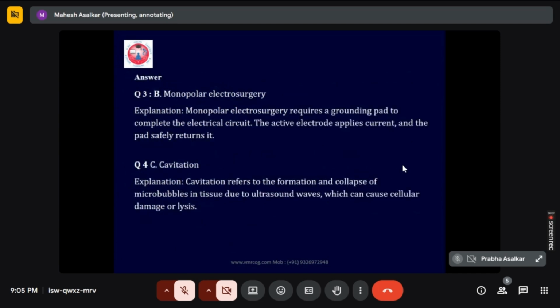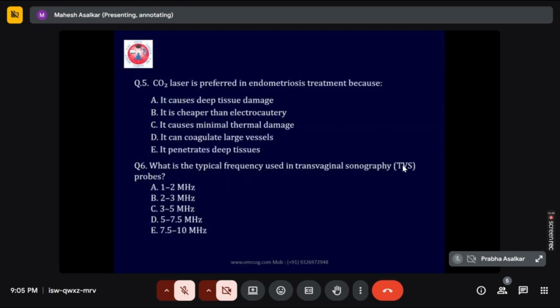So question number 3, the answer is monopolar electrosurgery. Monopolar electrosurgery requires a grounding pad to complete the electrical circuit. The active electrode applies current and the pad safely returns it. Question number 4 is C, that is cavitation. Cavitation refers to the formation and collapse of microbubbles in the tissue due to ultrasound waves, which can cause cellular damage or lysis. This question has been asked, so please remember these things about ultrasonography and related topics. Okay? Yes.